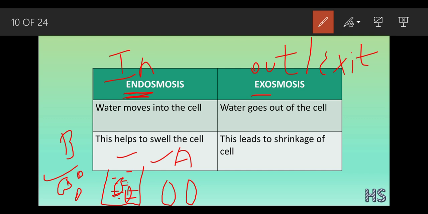Exosmosis, I'm going to come. Suppose I take this cell, okay, I am going to take these cells and put them in a beaker which is filled with a solution. I already made the word solution very clear. I am going to put them in the solution.